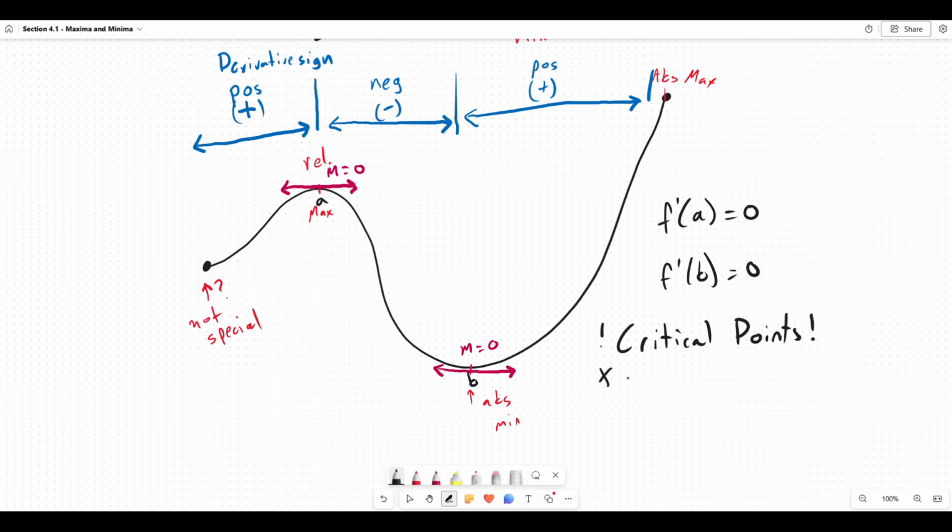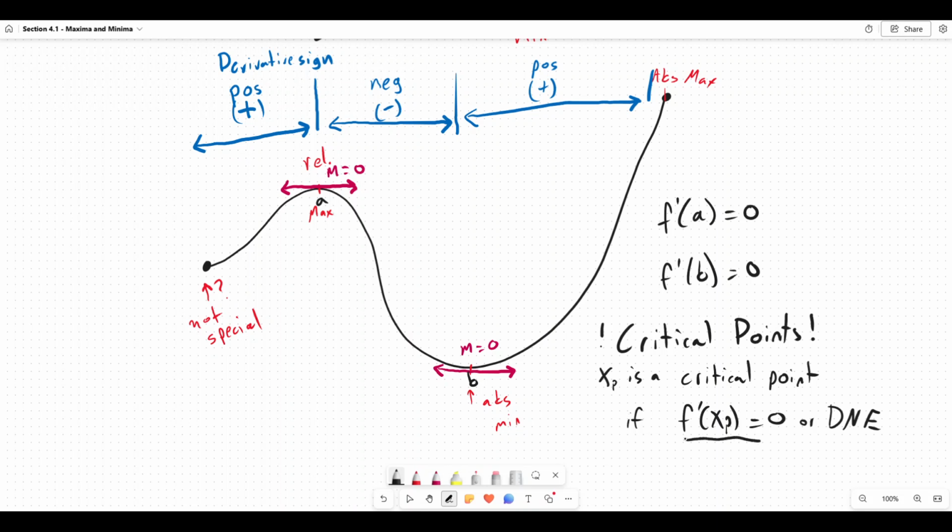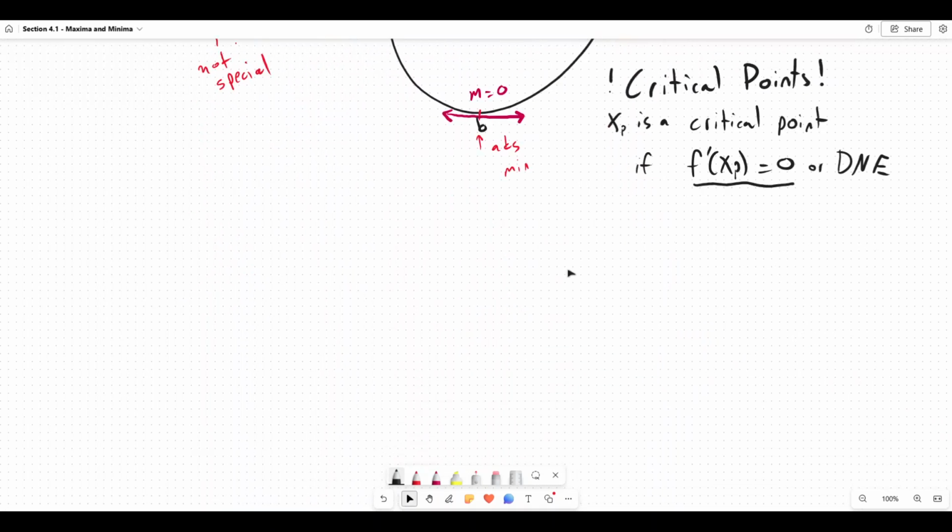X is a critical point, and sometimes we call it X sub P, if F prime of X sub P is 0. Technically, or does not exist. We're still interested in that, but we'll talk about that one in a later video. But for right now, we're just interested in where these critical points sort of look.